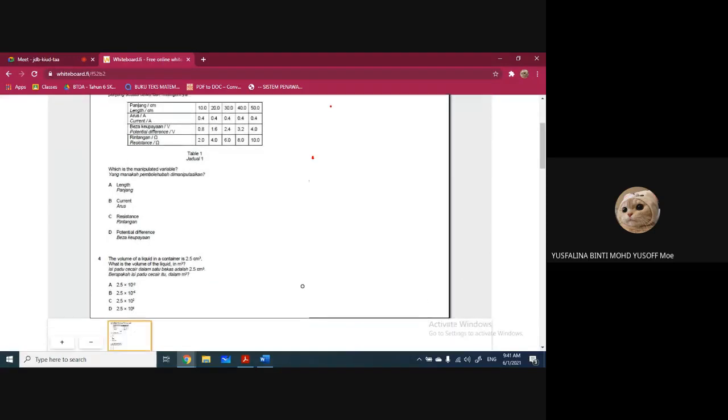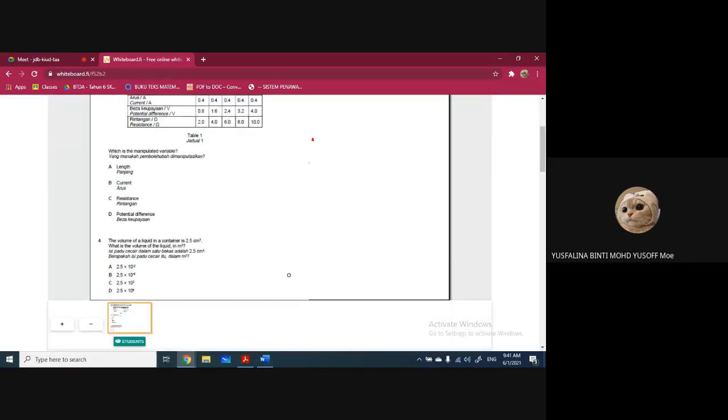And that's question number 4. 2.5 centimeter cube, you have to change it to 2.5, sorry, meter cube. So you have to change the prefix. Centi is 10 power of negative 2. Since this one is cubed, you have to times negative 6 like that. So the answer should be 2.5 times 10 power of negative 6.